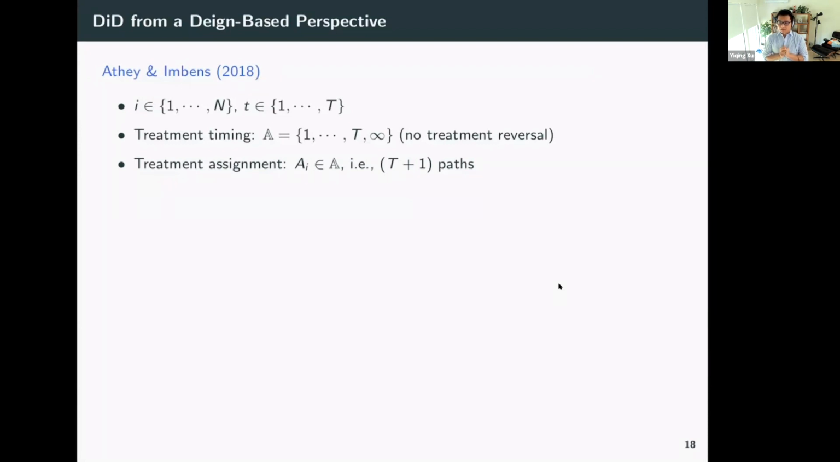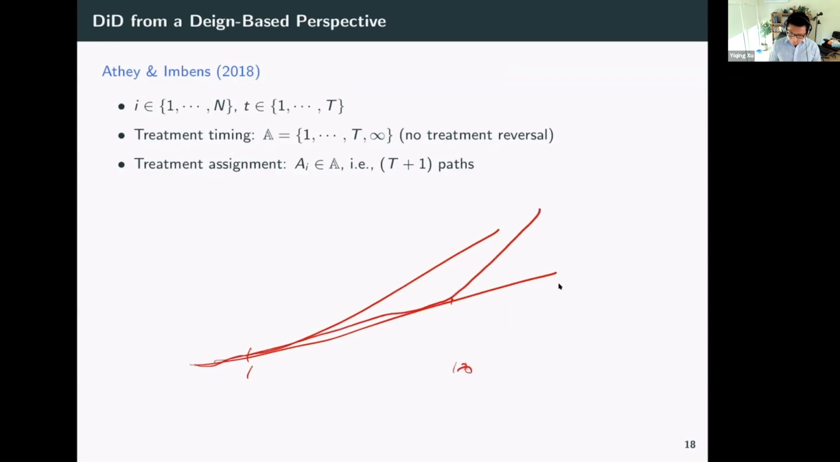Does that make sense? So maybe this line is you never get treated. If you get treated at time t plus 1, maybe your line is something like this. If you get treated at time period 10, maybe it's something like this. So you have t plus 1 paths as your potential outcome. Okay, so this is y and this is time.